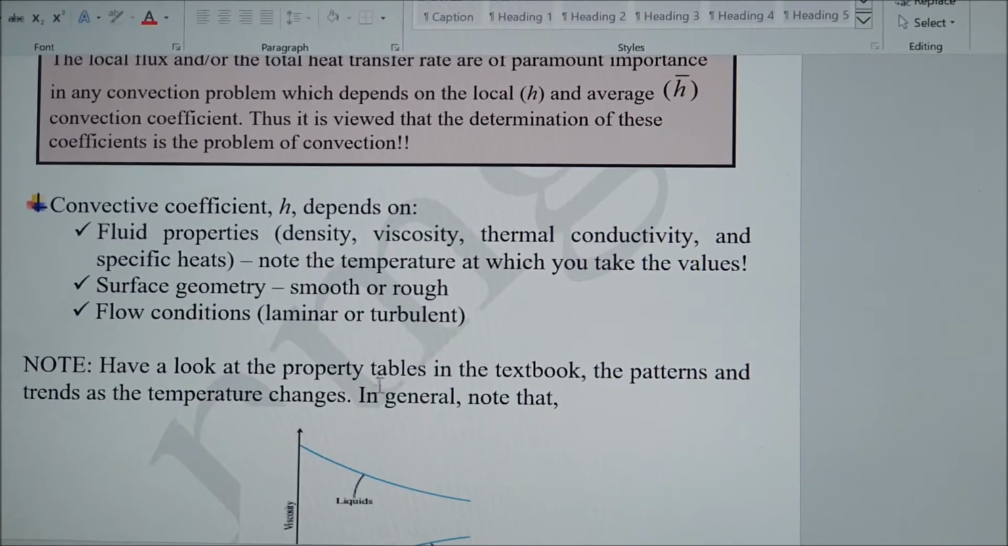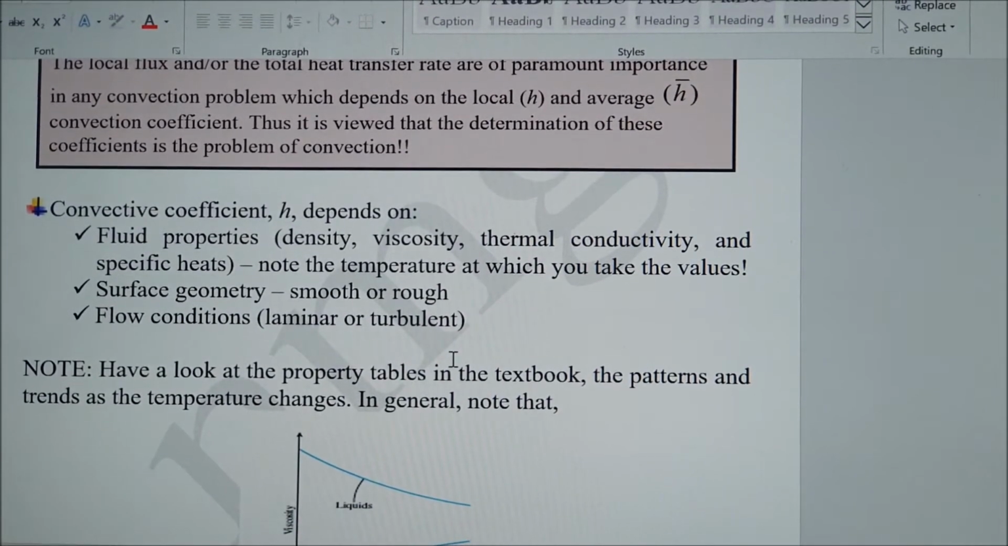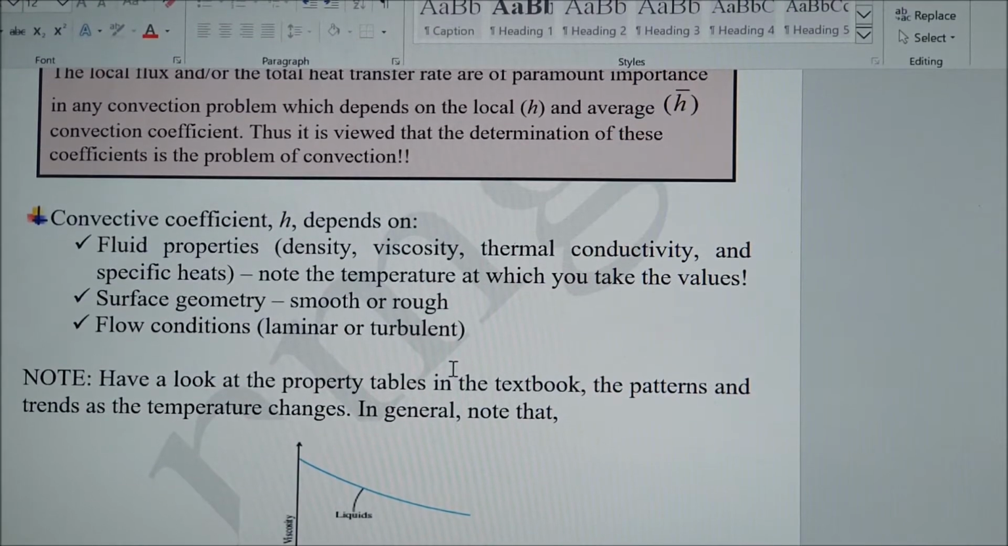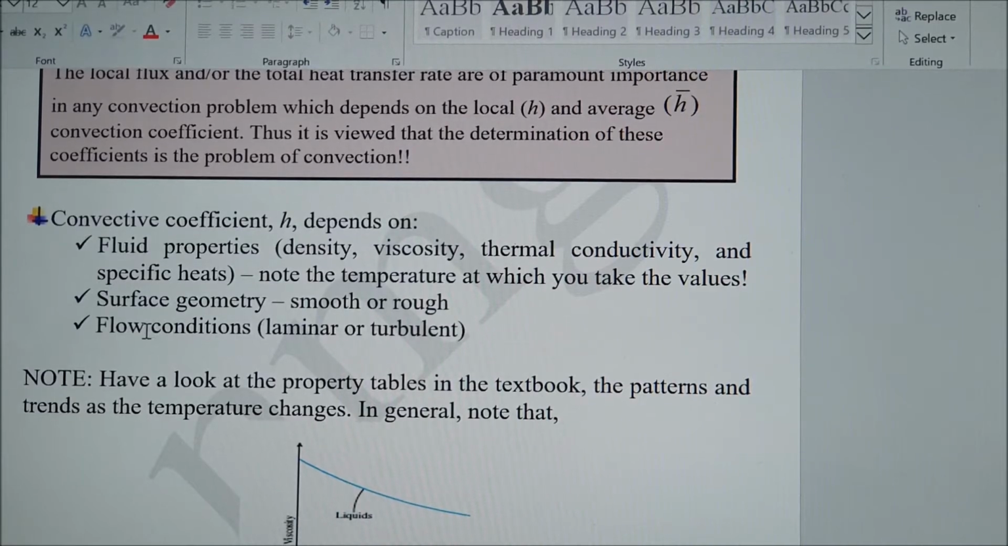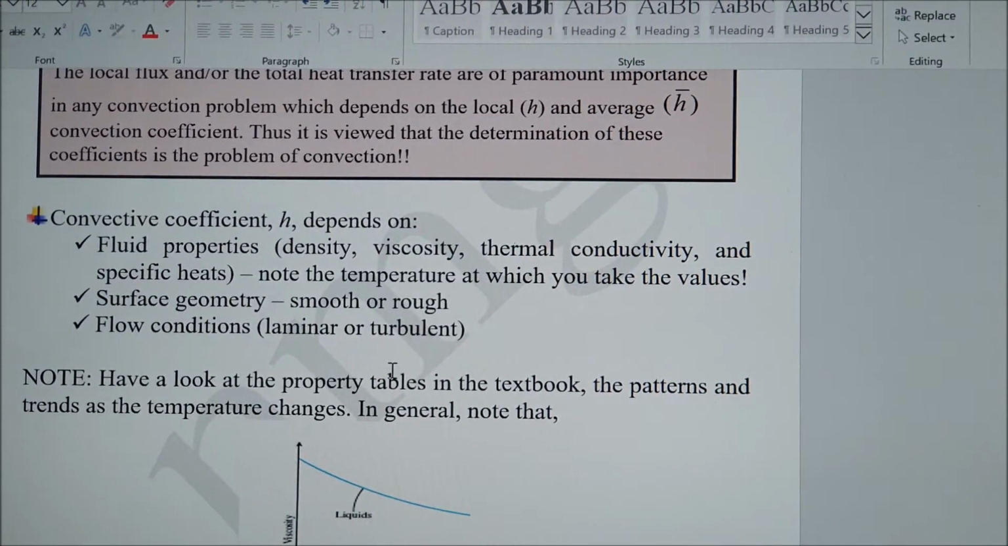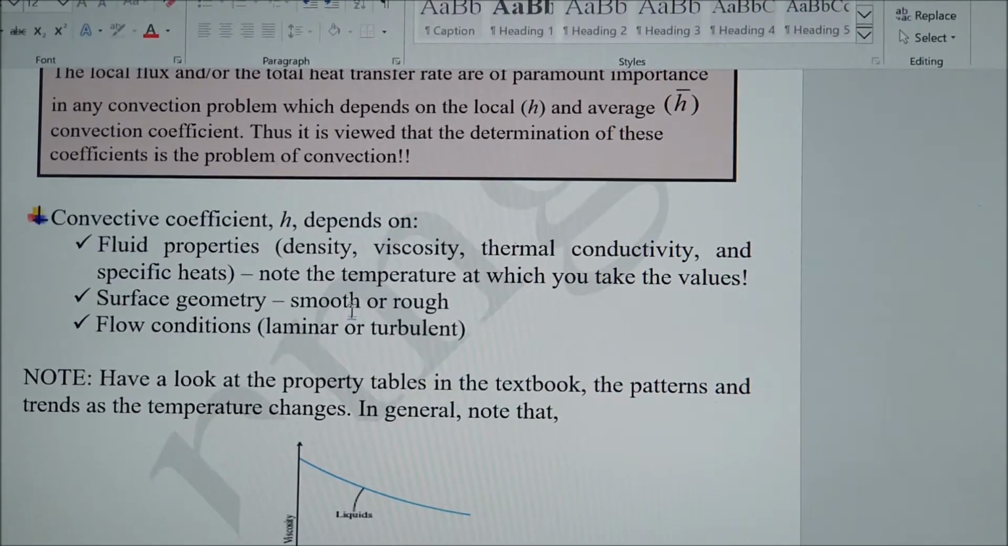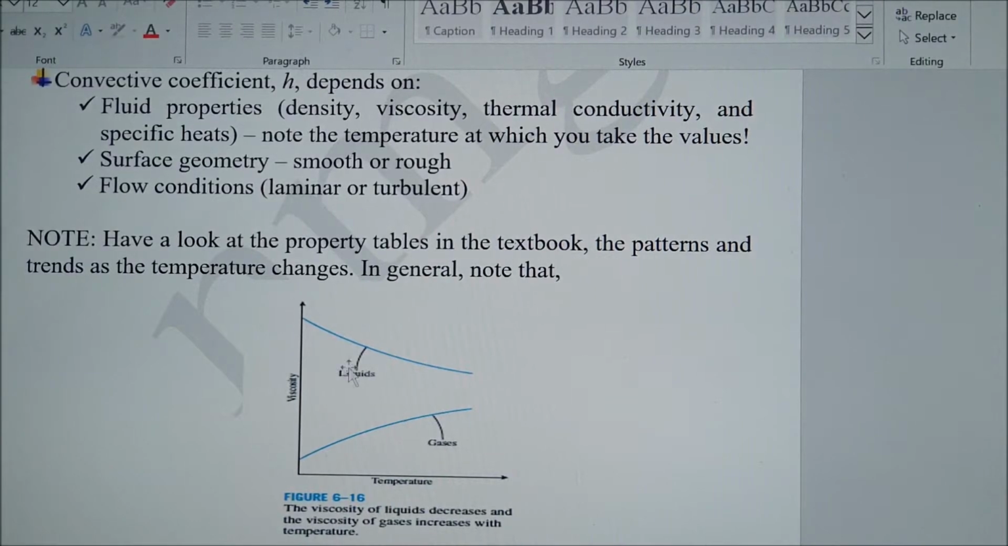Then there is the surface geometry, smooth or rough. You know, a rough surface tends to initiate turbulence earlier during the flow. And flow conditions, laminar or turbulent, which depends also on the velocity of the flow of the fluid, among other things. So let's have a look at the property tables in the textbook.